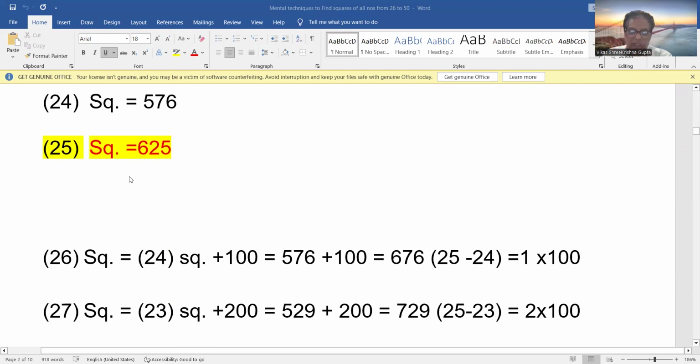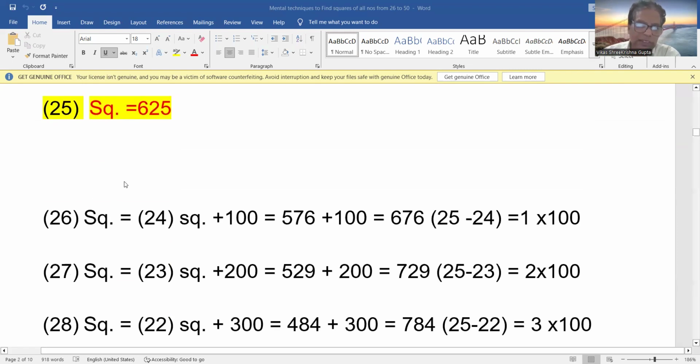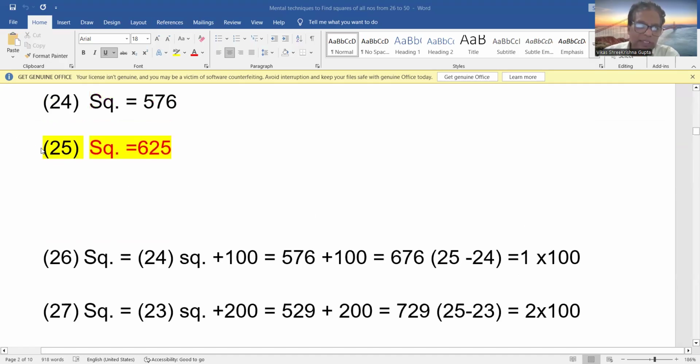Now I want the square of 26. Now you see 25 is the central number. 26 is a very important number. Now 26 comes 1 after 25. So what is the number 1 before 25? And that is 24.